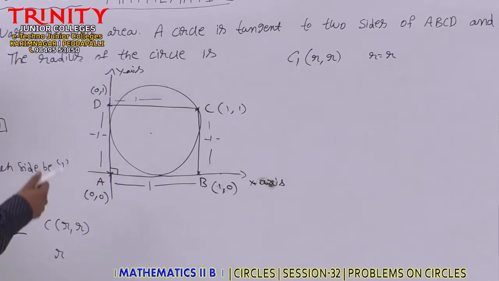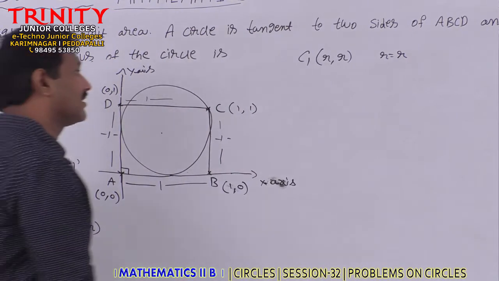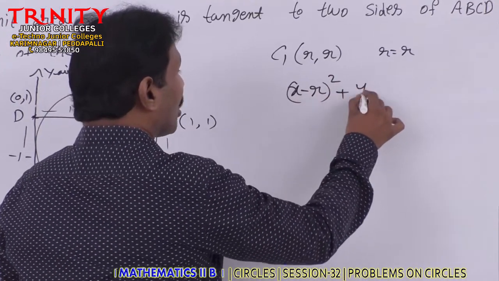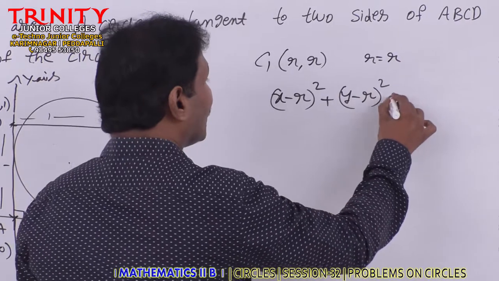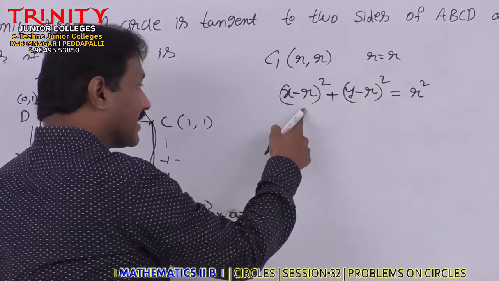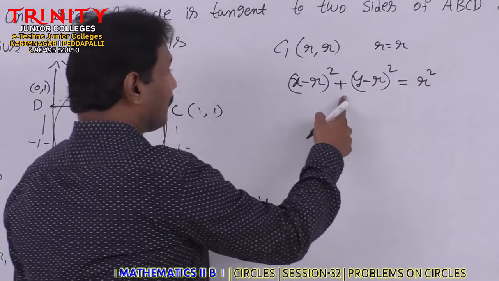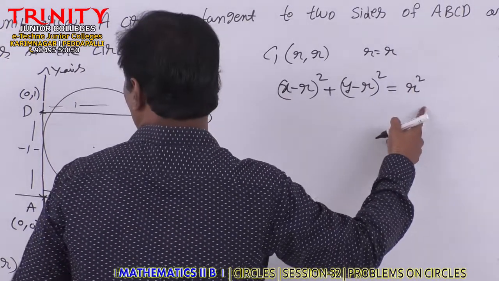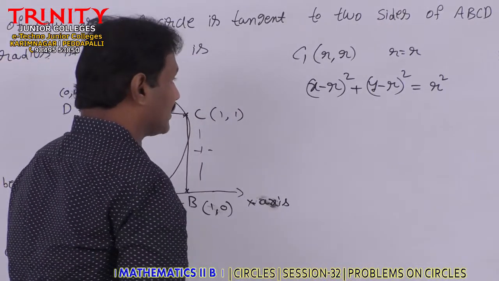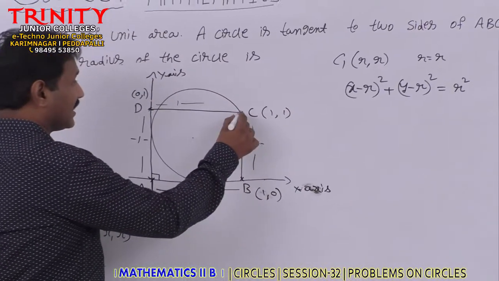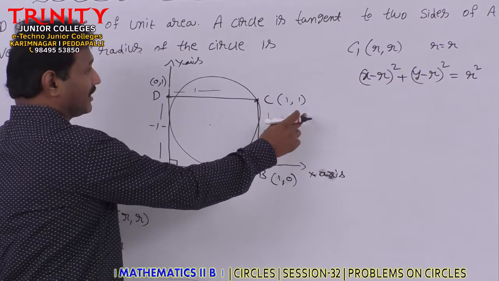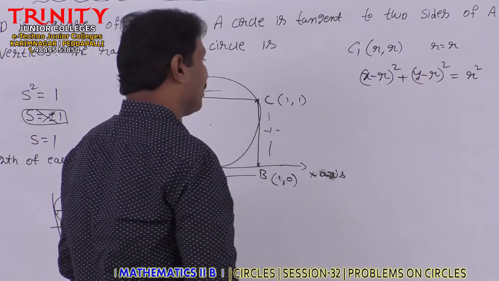Then we find the equation of the circle. The equation of the circle is (x minus r) whole square plus (y minus r) whole square equal to r square. Here the center is (h, k) and radius r. The equation of the circle is (x minus h) whole square plus (y minus k) whole square equal to r square. Here we find the radius of the circle. First we find the equation of the circle. But here one piece of information is that the equation of the circle passes through C (1, 1).